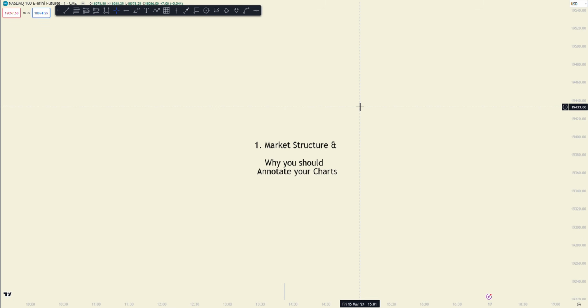And then we're just going to talk about the importance of continuously annotating and tracking your structure on your screen so that you're not on the wrong side of the market. Okay, so without further ado, we're just going to hop right into this.